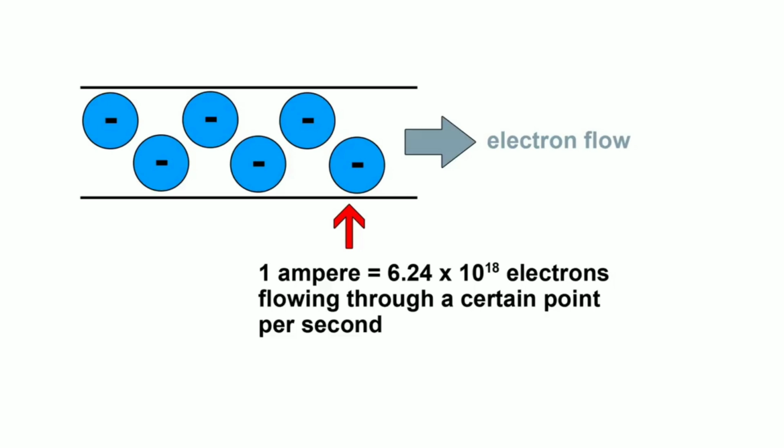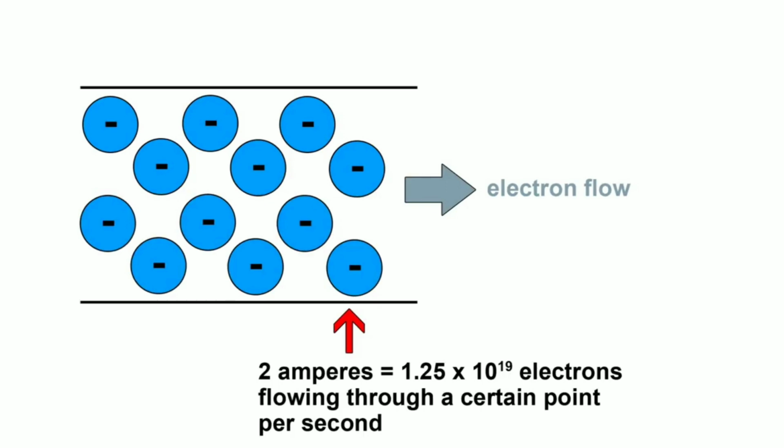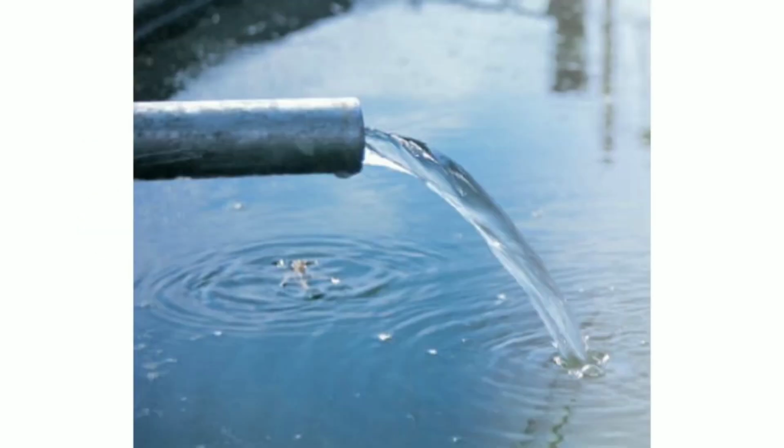You don't really need to memorize that number, but you should understand that electrical current refers to the amount of electron flow, and that 1 amp means that a lot of electrons are flowing. And obviously 2 amps means that twice the electrons are flowing. And if you want, you can use the analogy of the amount of water flowing through a pipe.